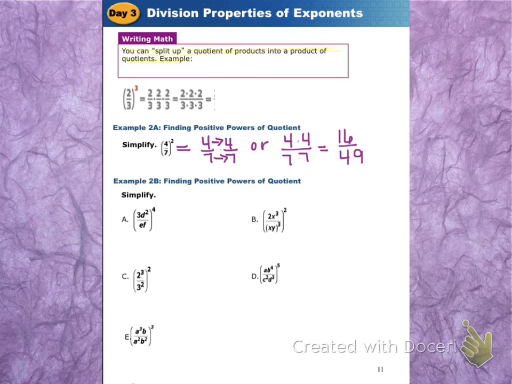So if we look, we have a quotient here of 3d squared over EF, and that entire quotient is being raised to the 4th power. So if we think about that in the context of this property we just learned, this 4 has to be applied to the numerator, which actually is a product. So we have to apply the 4 to both pieces of it, and then also to the denominator, which is also a product, and we have to apply it to both pieces of the denominator.